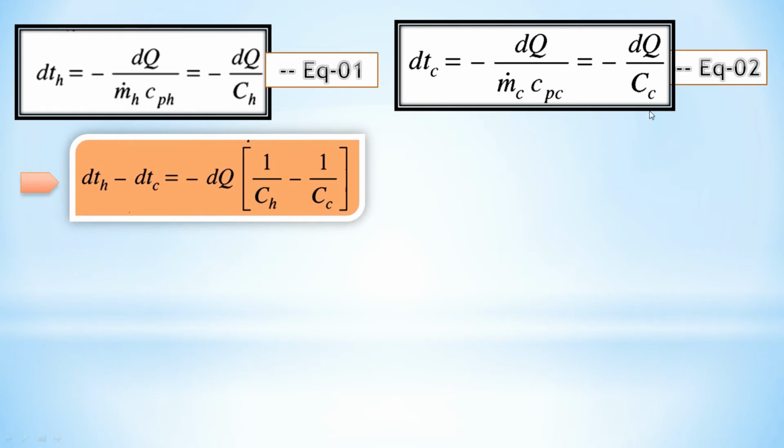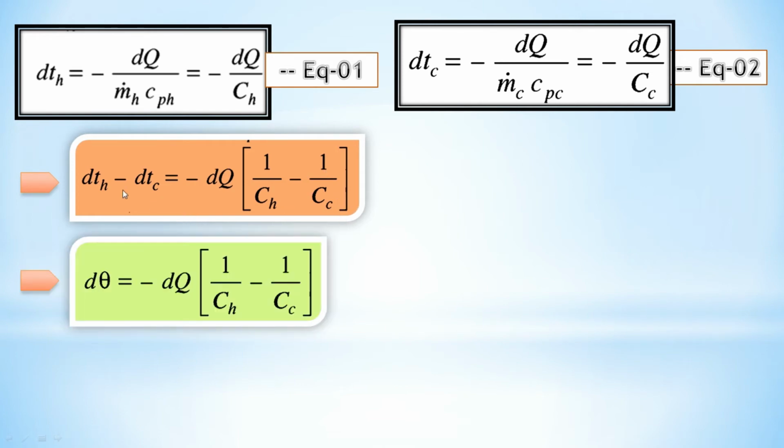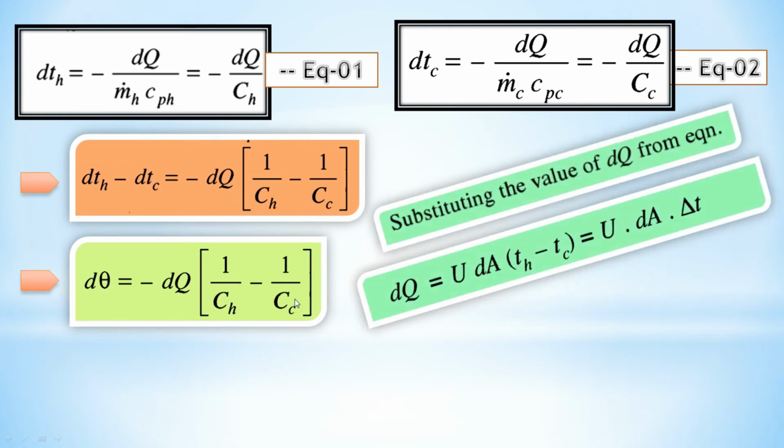Okay, now we subtract equation 2 from equation 1. So from the left hand side, dTh minus dTc equal to, the minus term is common. Here you can see that the minus is common in equation 1 and equation 2, so keep it outside, and the common term is dQ. Okay, so 1 upon Ch minus 1 upon Cc. But we know that dTh minus dTc equal to d theta. Okay, so d theta equal to minus dQ in bracket 1 upon Ch minus 1 upon Cc.